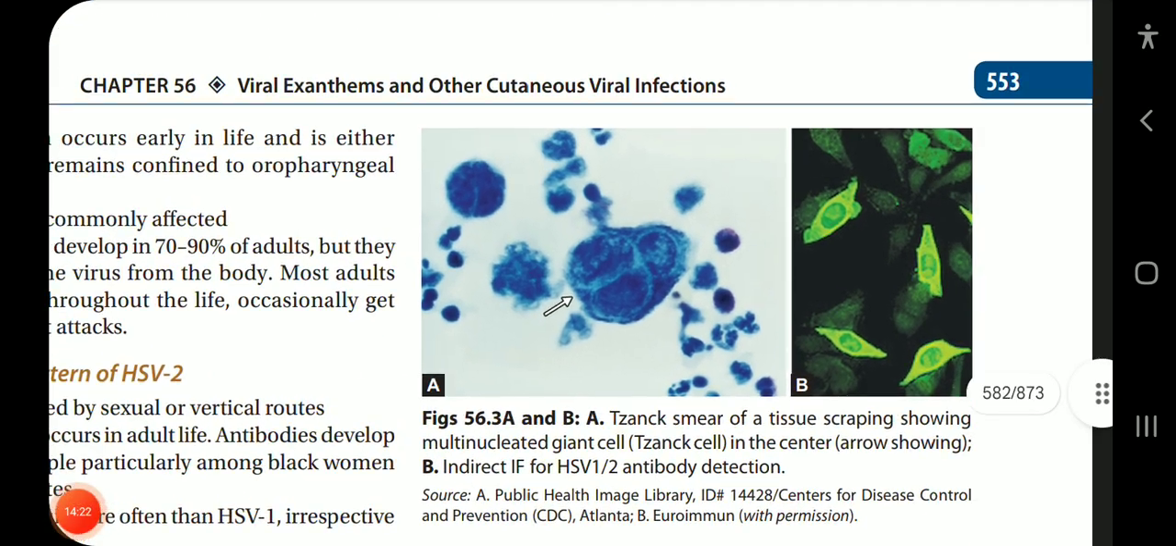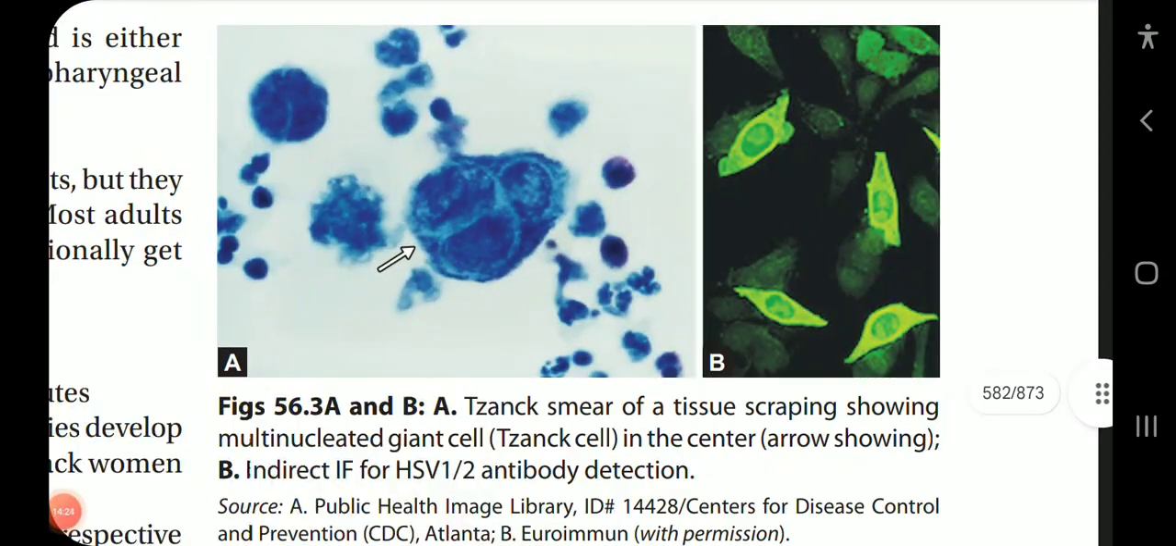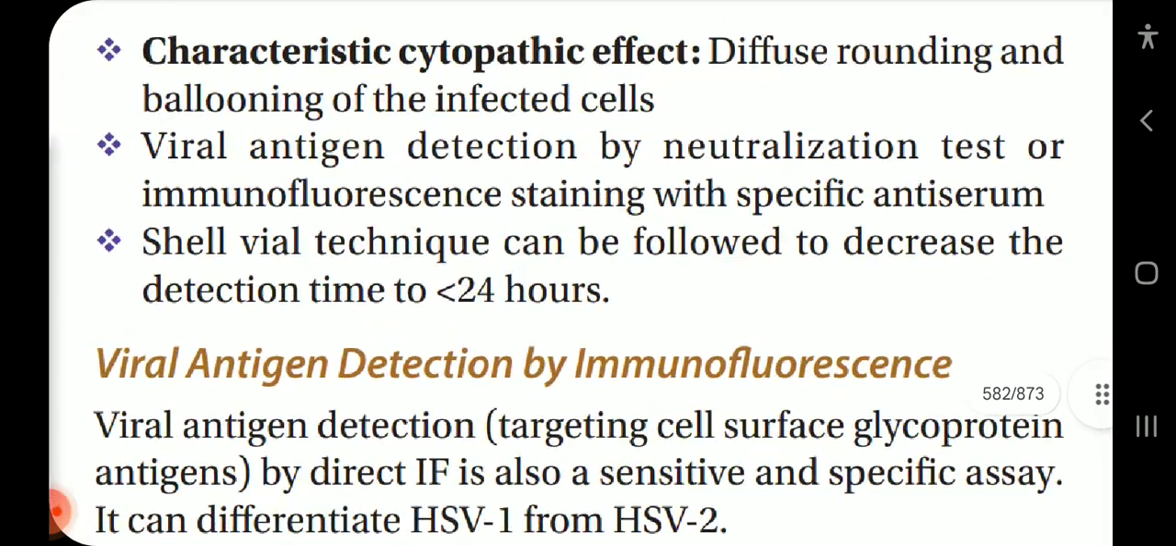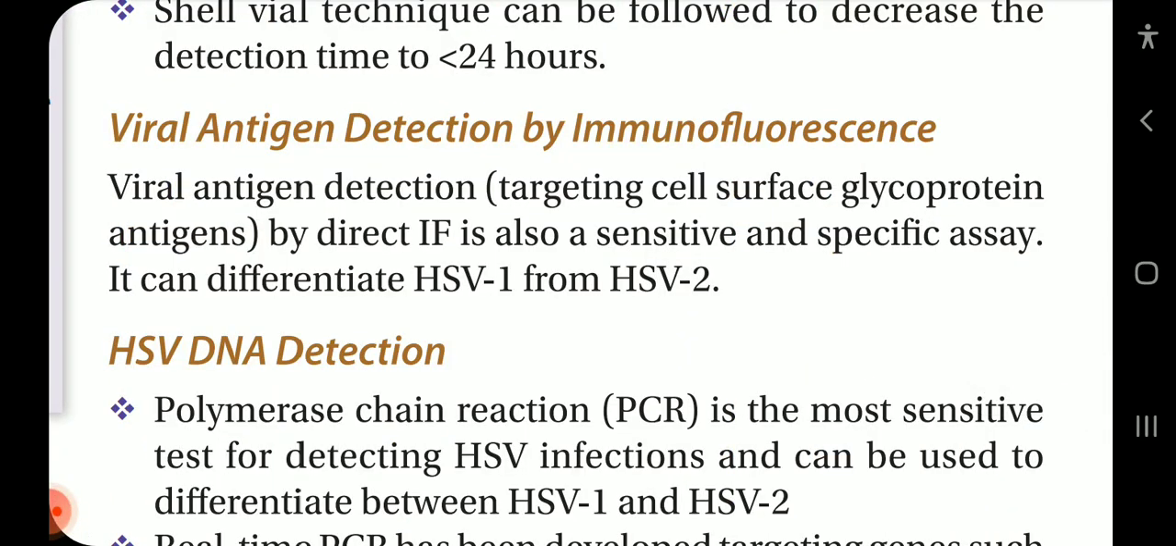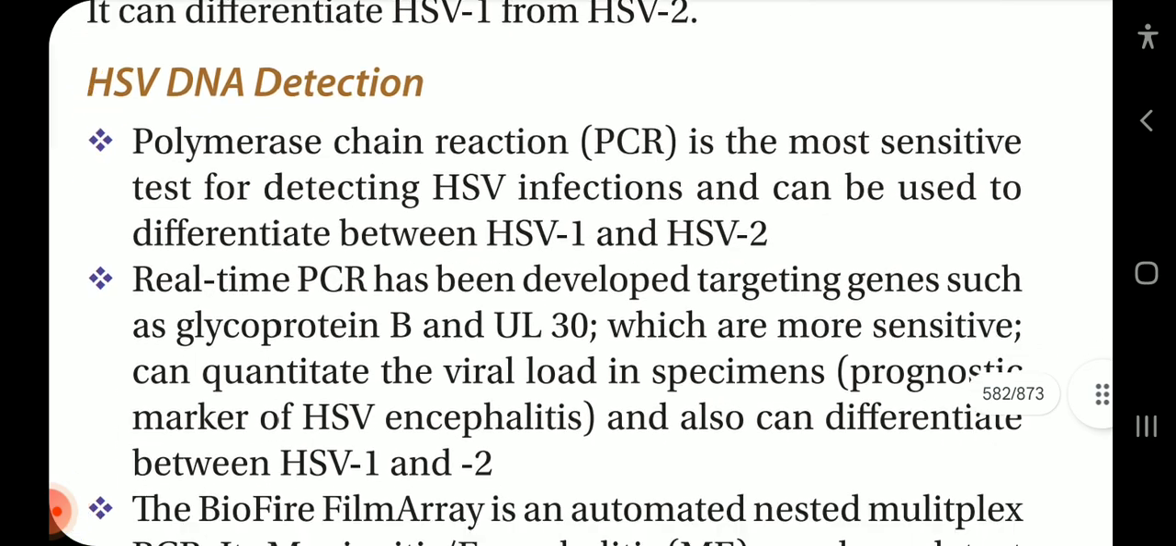In these figures, we can see Tzanck smear of a tissue scraping showing multinucleated giant cells in the center. And in figure B, we can see indirect IF for HSV-1 or 2 antibody detection. Okay. Now, viral antigen detection by immunofluorescence. Viral antigen detection targeting cell surface glycoprotein antigens by direct IF is also a sensitive and specific assay. It can differentiate HSV-1 from HSV-2.